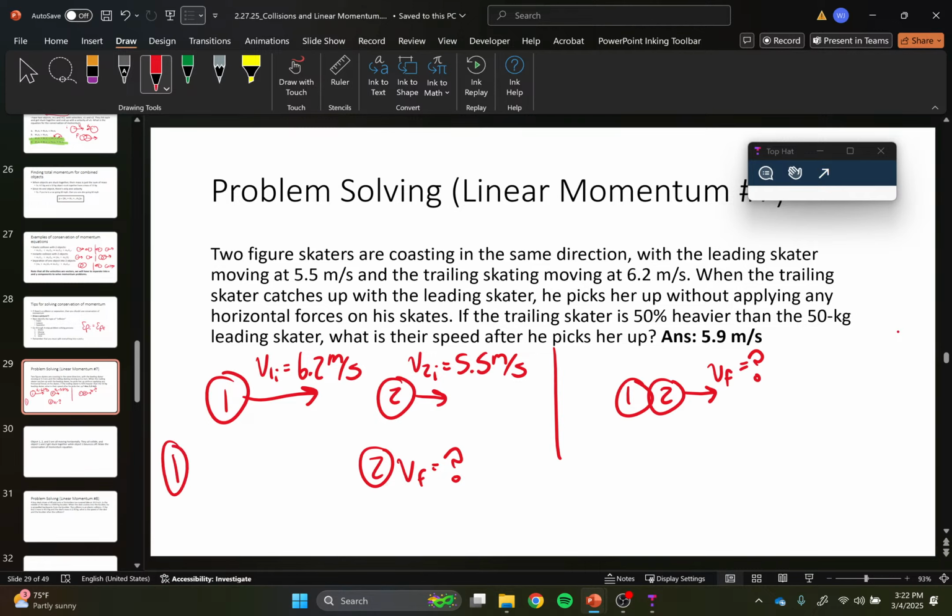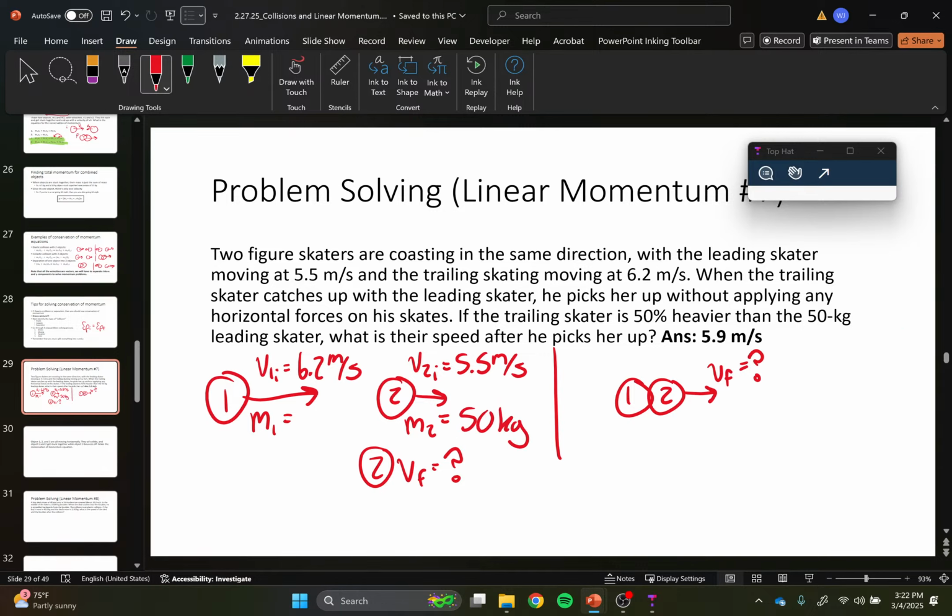And my initial stuff is all kind of here. I'm actually going to put it in the picture. So, when we're talking about momentum, there's only 2 things you need to know. Mass and velocity. That's the only thing we care about. So we should ask ourselves, we got their velocities, what's their mass? The trailing skater is 50% heavier than the 50 kilogram leading skater. So the leading skater is 50 kilograms, easy peasy.